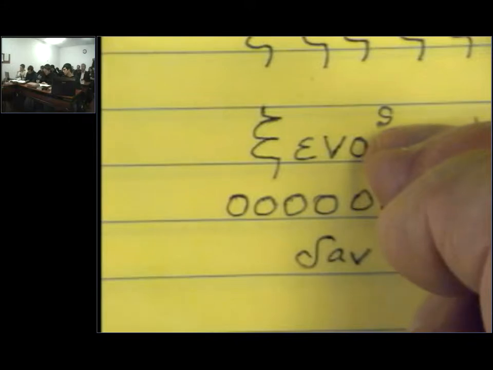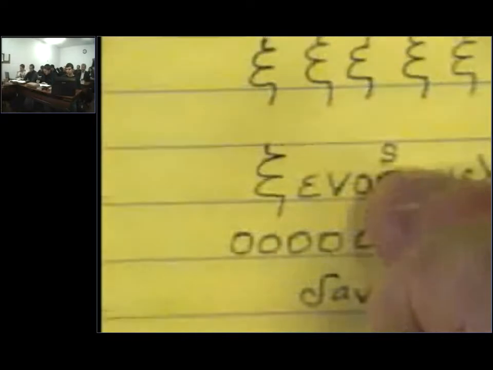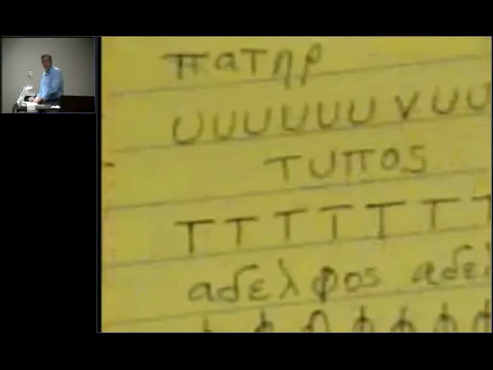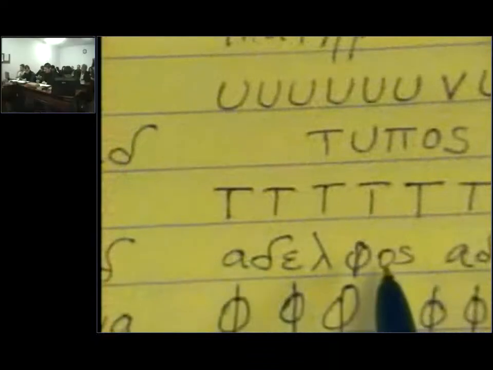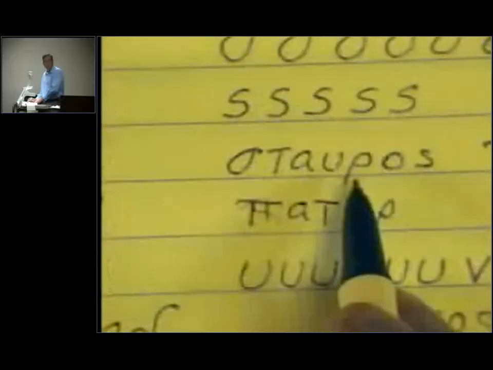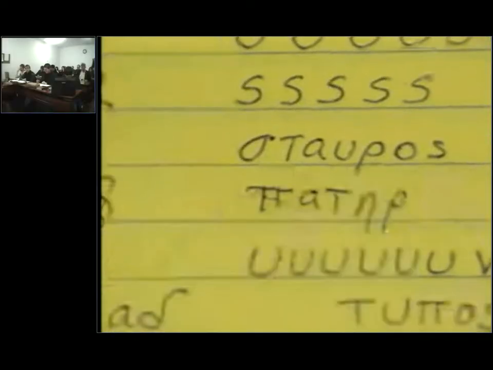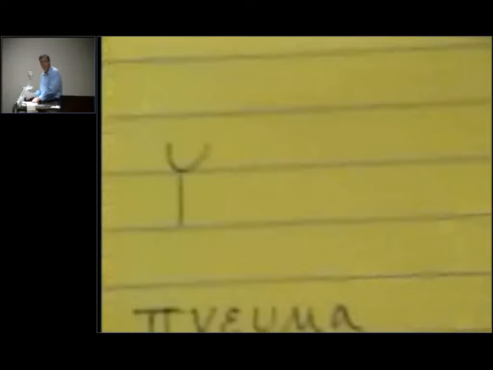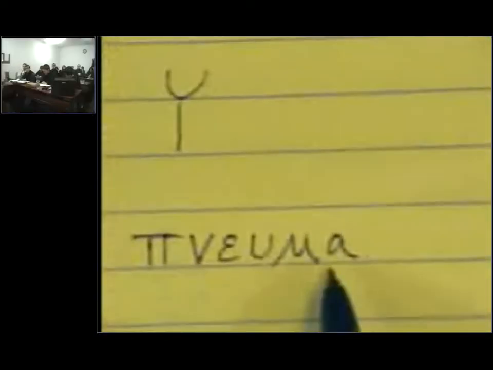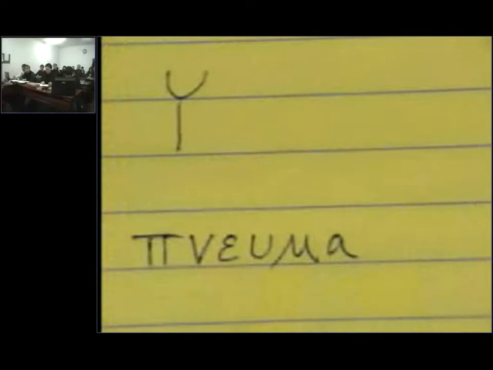All right. So we've got xenos, stranger, and we had adelphos, brother, and we had stauros, the cross. And let's see here. We want to remember pneuma. Remember, this means spirit or wind.